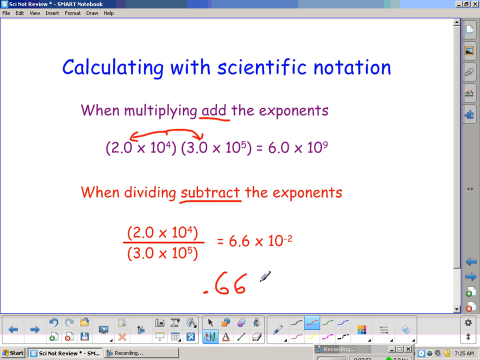So we've got 10 to the 4th divided by 10 to the 5th. So 4 take away 5 gives us a -1. Now we're not done yet because this isn't in scientific notation, so we have to move our decimal over 1 this way. So 6.6, since we moved the decimal to the right, the exponent becomes smaller or more negative, and our answer ends up being right here. 6.6 times 10 to the -2. Okay, again, like I said, this should all be review for you. I'm sure it's coming back to you now.